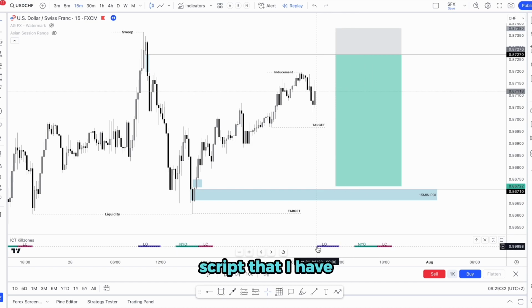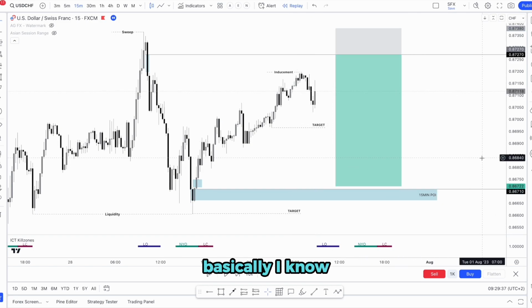But anyway, this is the indicator, the ICT kill zones script that I have for London, New York session, London close. So I know in which session I am. Basically, I know because of the timing, but you know what I mean, right? It helps.